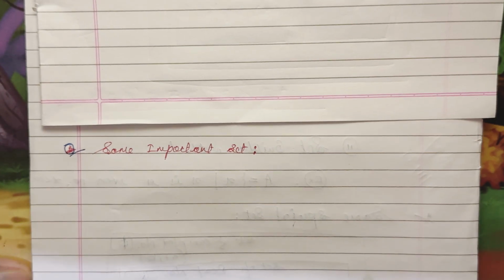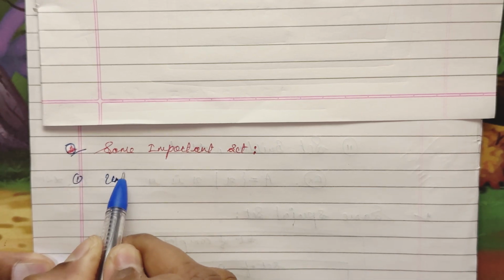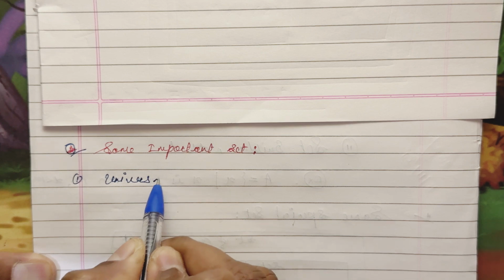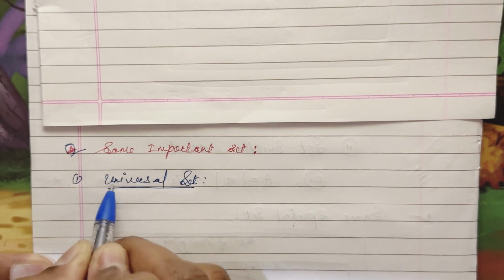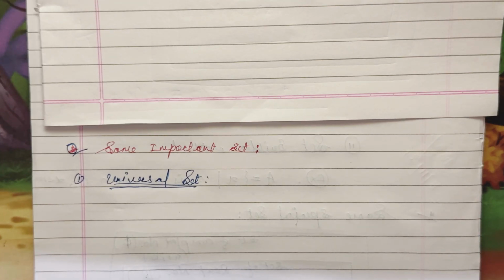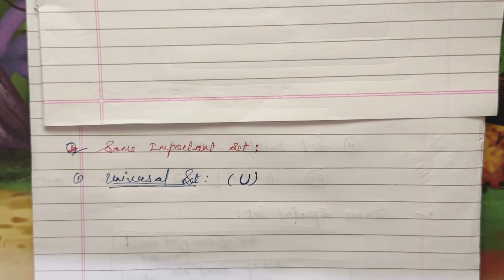Okay, so here we have the first set, which is the universal set. You are all already familiar with this. We are taking it for our next examples and Venn diagrams. Mostly we denote the universal set by capital U. So what is meant by a universal set?